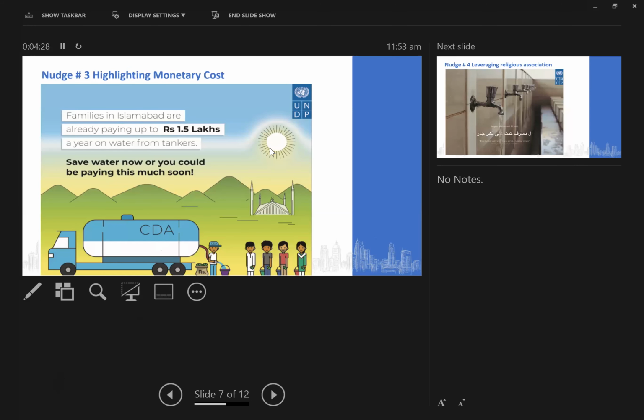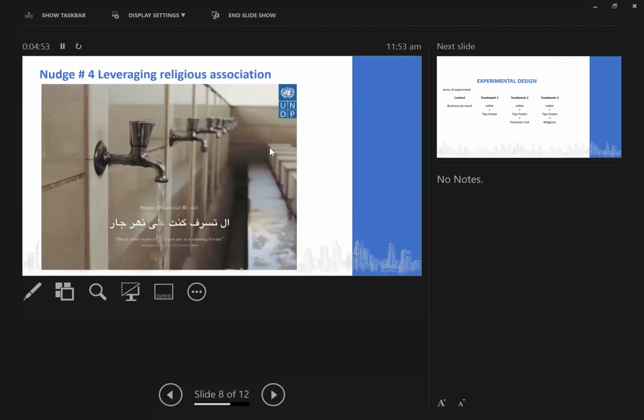The third nudge was to appeal to the economic aspect, the monetary cost associated with getting water. This was the cost that we thought average people are paying in Karachi to get water. So we said families in Islamabad are already paying up to 1.5 lakhs a year on water from tankers. But the underlying message was that they would have to pay more if they are not conserving water. And the fourth one was appealing to their religious association, our religion's focus on conserving water.